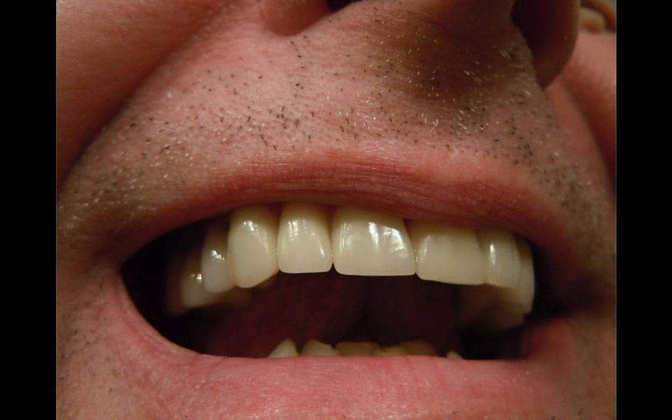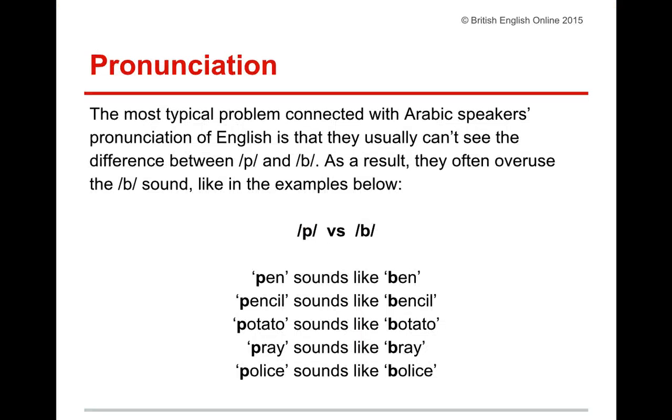What would you say are the most typical problems for Arabic speakers? Well, I think the first problem that comes to mind is connected with pronunciation. Most Arabic speakers can't see the difference between p and b. So it's very common to hear things like "ben" instead of "pen", which can lead to problems because obviously Ben is a male name in English, not something you write with.